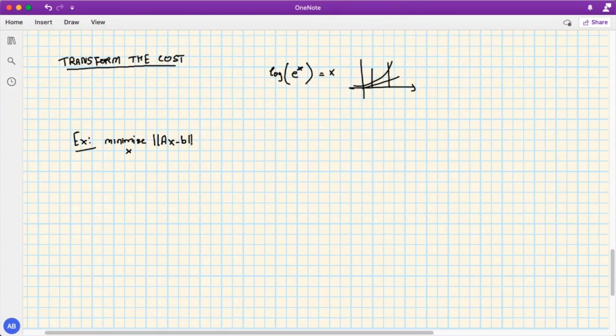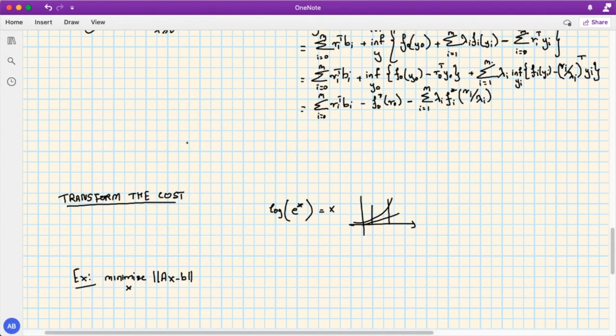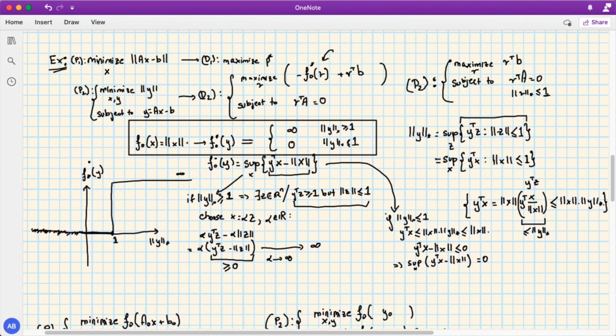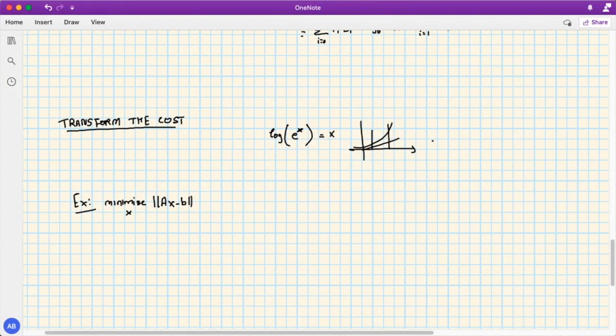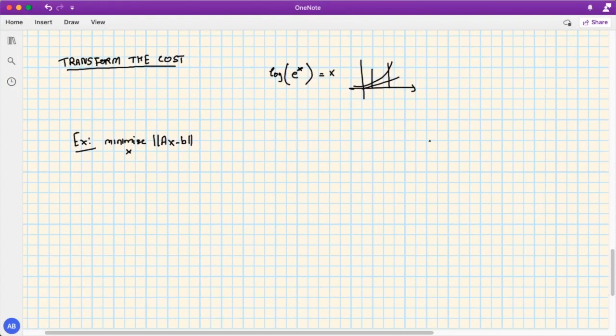Now over here we saw this exact example, the unconstrained norm minimization problem. We just saw that if I introduced my y variable simply by saying my y is Ax minus b and imposing that as a constraint, we saw that the dual is actually this. So I'm going to keep this over here.